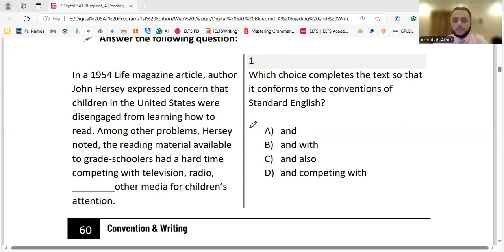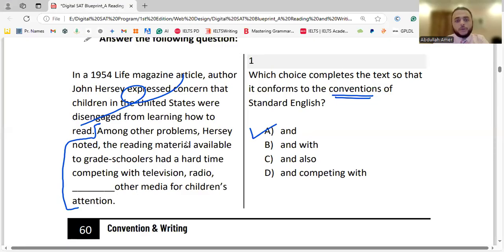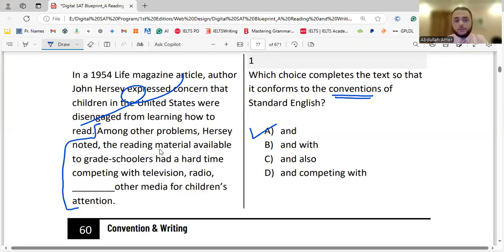Okay, very good. A, thank you. We don't have to read that part. In standard English conventions questions, we don't have to read everything. All you need to read is the sentence that's targeted in the question. Among other problems, Hersey noted the reading material available to grade schoolers had a hard time competing with. Now we have the items here: television, radio, and, comma, and other media for children's attention.